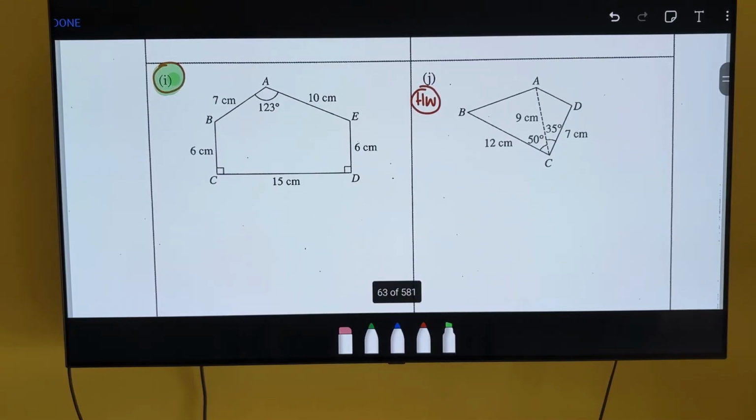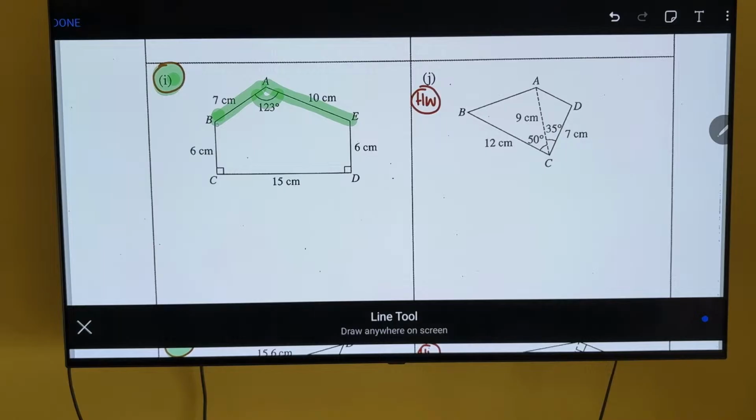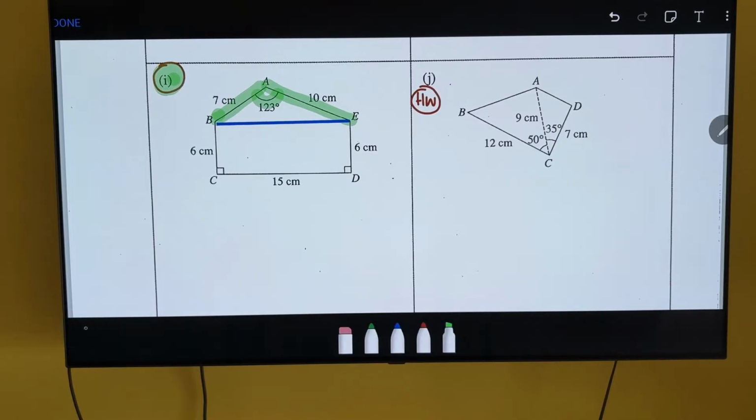Let's have a look at question I. In question I, you realize that it is made up of a composite figure. I have an angle that is 123 degrees. This one looks like an included angle. And we have the two sides. So what we could possibly do is to consider drawing a line from B to E. Straight line. And if it's horizontal, it will be parallel to CD, which means that we are trying to form a rectangle and a triangle based on this composite shape.